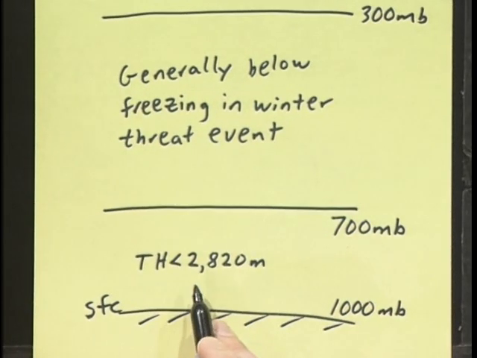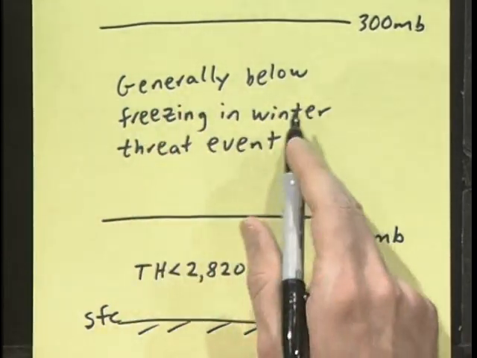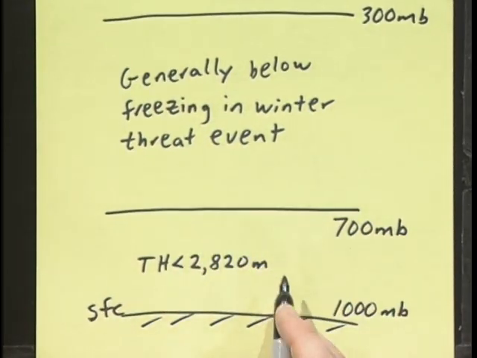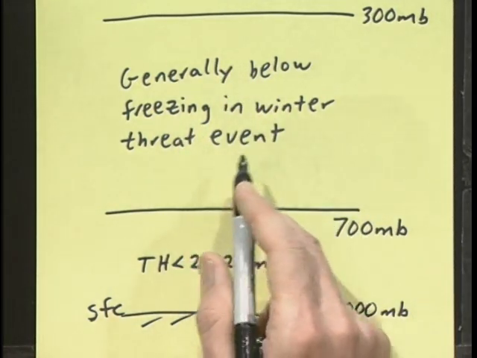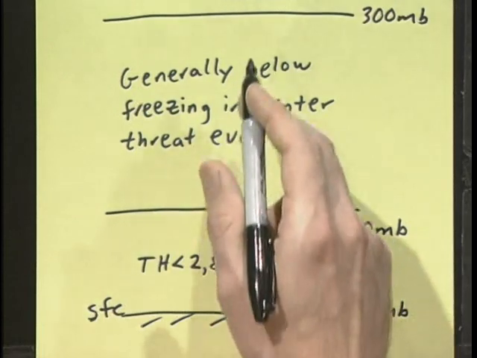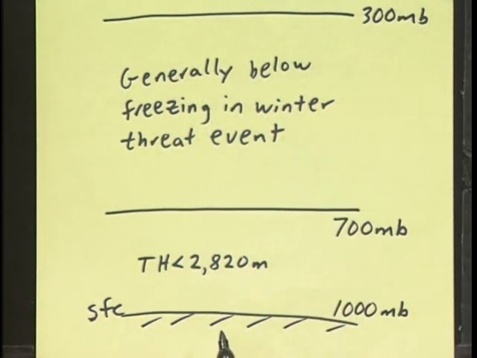So if this thickness is less than 2,820, then it's very likely that this whole layer is below freezing. Since this is always below freezing up here, once this goes below freezing down here, then you have an entire profile that's below freezing, and if you have ice crystal growth in the snow growth region, then that snow will fall all the way to the surface.